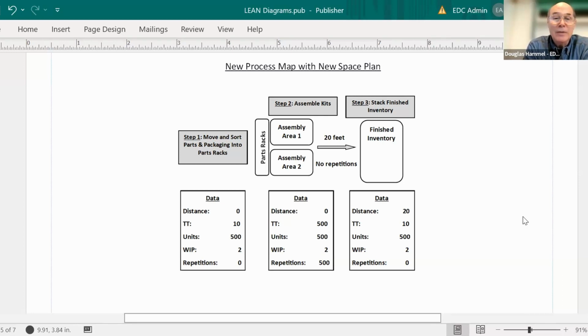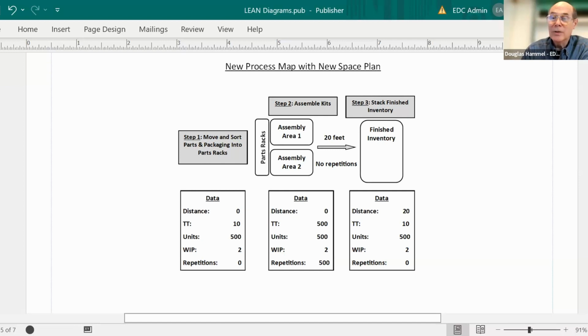Now, if you look at the data, we have better data. Distance, if we go step by step, is 0, 0, and 20 feet. Remember, we had numbers like 1,250 and giant steps like that. The time goes 10, 510, and I'll show you a comparison. The units is still 500, but the work in process is only 2. That means the 100 packages that had been sitting around are down to 2. And the repetitions are only the repetitions in the actual assembly.